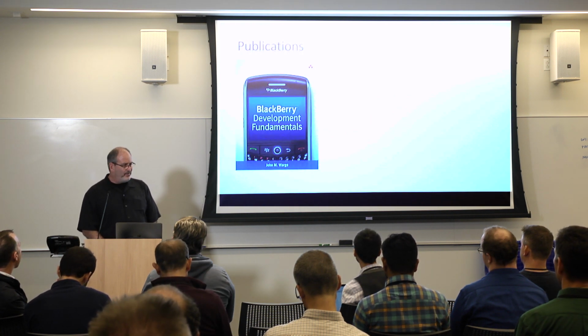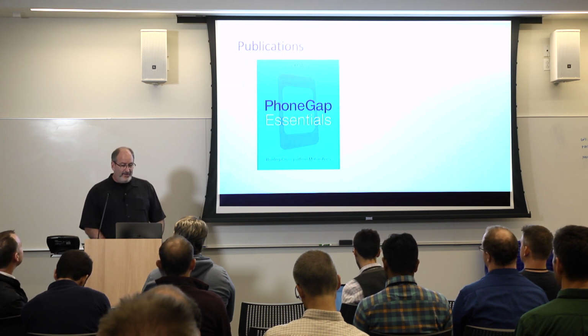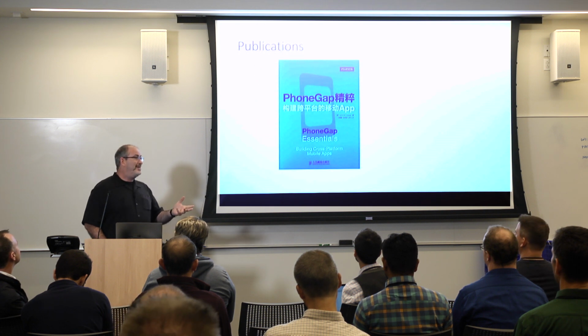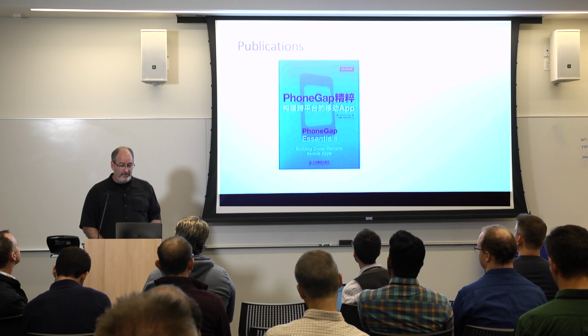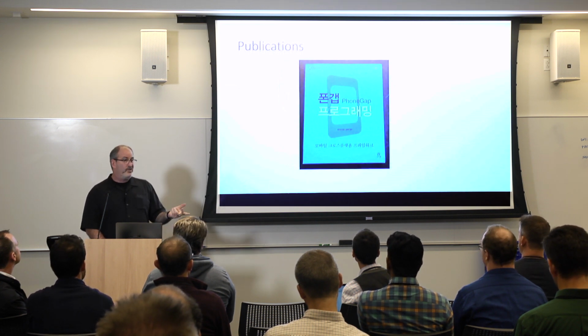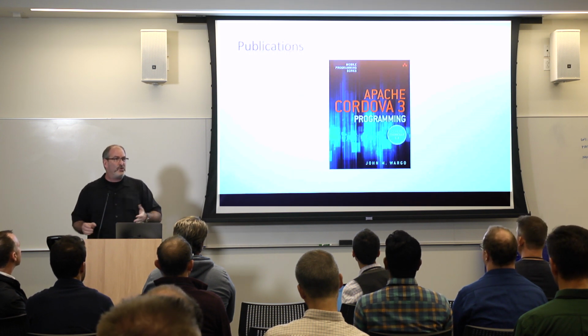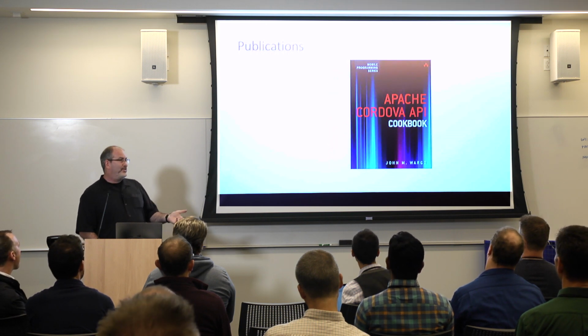So I wrote the first book on BlackBerry development. Wow. Yeah, who'd have thunk? Wrote PhoneGap Essentials, which is a very popular book about PhoneGap. People are still buying it, right? Because they see PhoneGap and they think this is the book, and no, that was 2012. Got translated to Chinese, translated to Korean. How cool is that? And then on a theme, I just started rewriting all my books over and over again to make more money. So Apache Cordova 3, Apache Cordova API Cookbook.